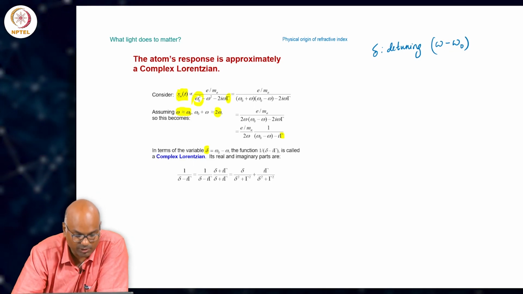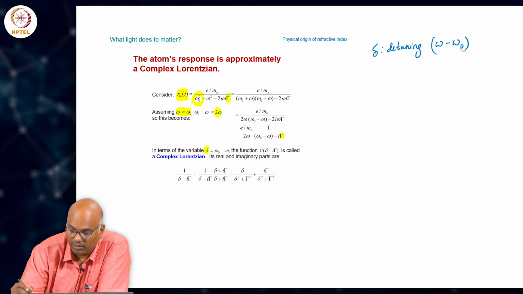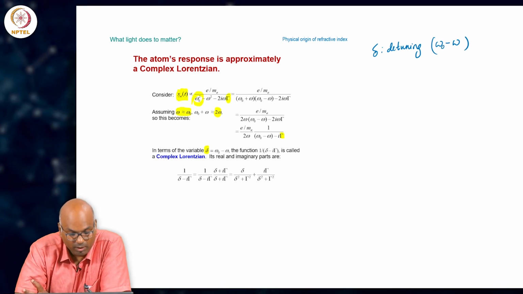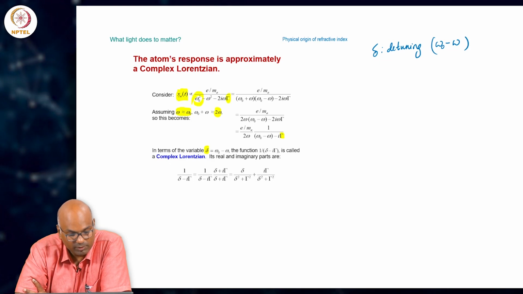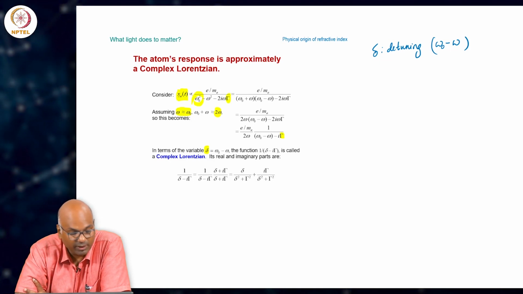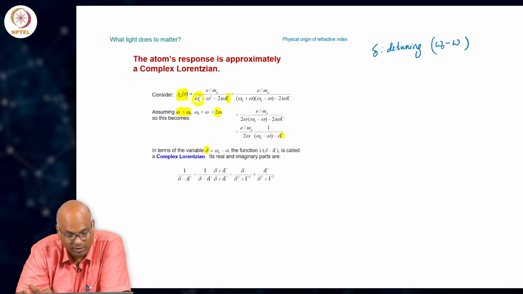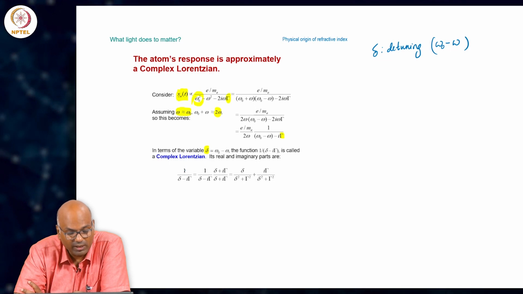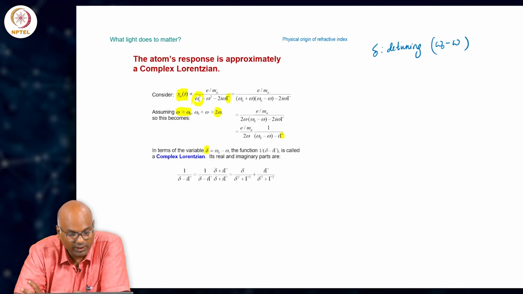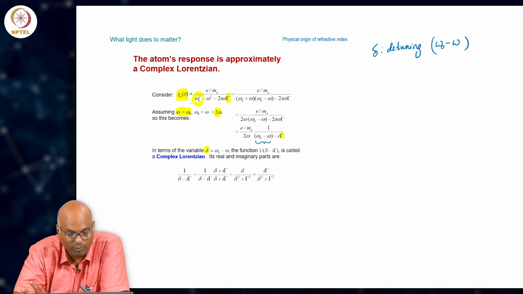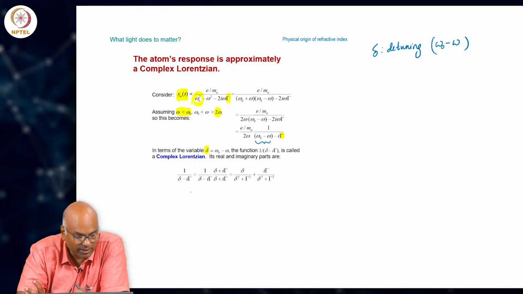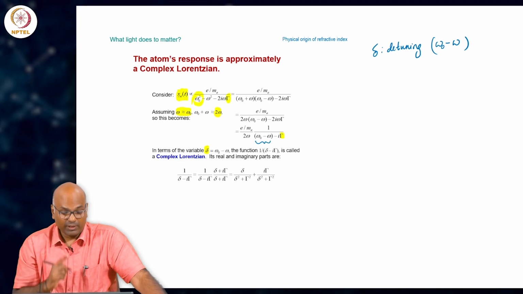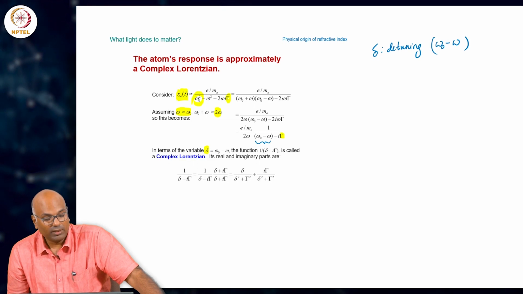and the driving frequency, which is in our hands. The driving frequency is of course in the hands of the physicist or the experimenter. The way we have defined it here is omega naught minus omega. We should keep track of the sign. Then we can write this in terms of the complex variable delta, and the function now is a complex Lorentzian. We can write this function as 1 divided by delta minus i gamma.